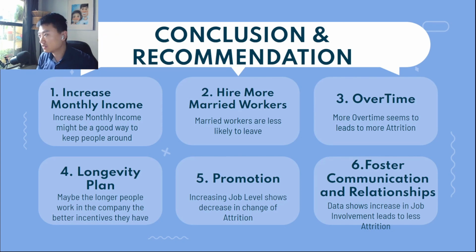So there are 6 recommendations and suggestions that we're going to make. First of all, obviously increasing monthly income is going to keep workers here. Second of all, hire more married workers. That seems to be another factor to reduce attrition rates. Reduce overtime, because we think overtime is positively correlated with attrition, and also longevity incentive. Also, promotion job level seems to be positively correlated with attrition rates, and we think that fostering communication and relationships to increase job involvement can reduce attrition rates.